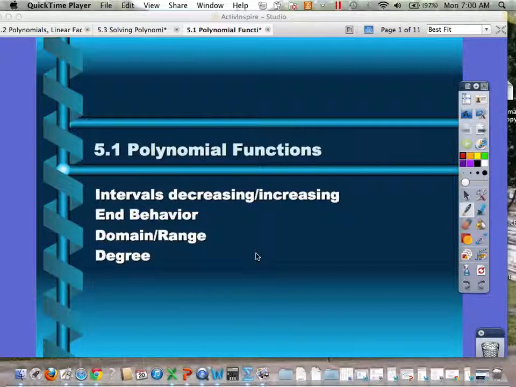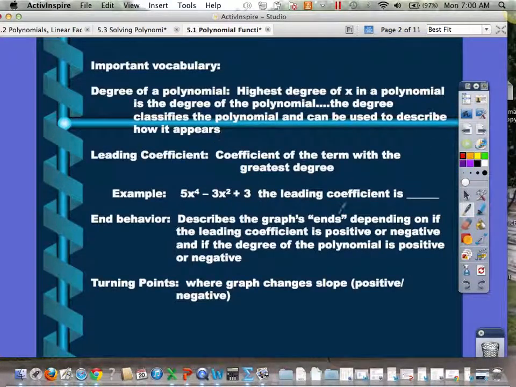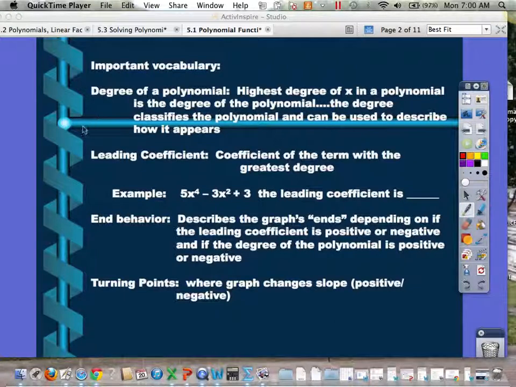Some of the words we're going to be talking about are intervals, decreasing and increasing, end behavior, domain and range, and degree. We've talked a little bit about end behavior before, and of course domain and range we've talked about too, but this is going into a little bit more detail. So some important vocabulary you need to know is the degree of the polynomial.